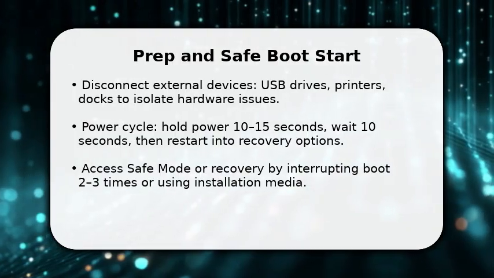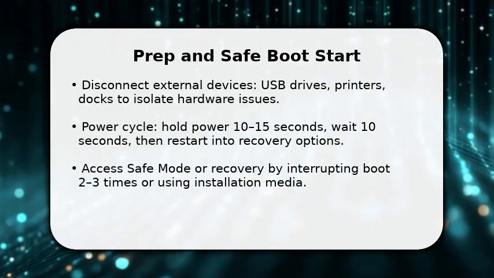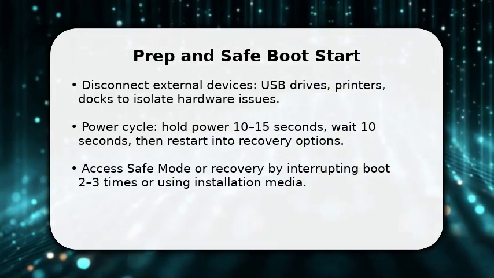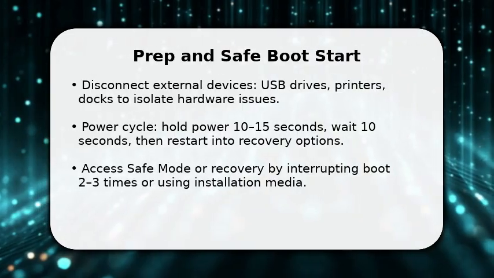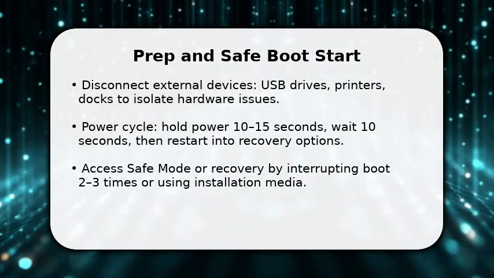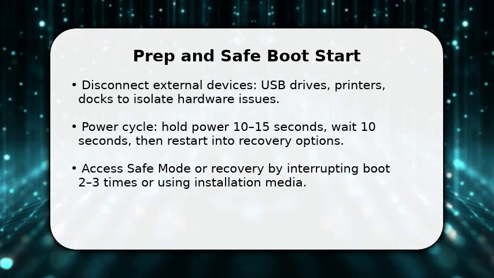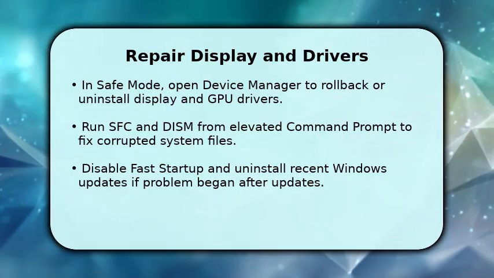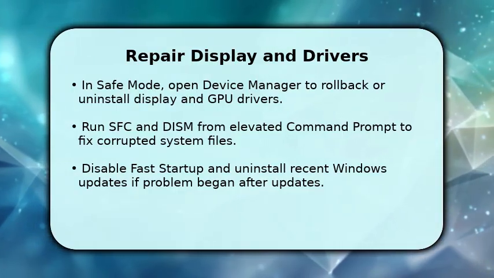If Windows stays at a black screen with cursor, trigger automatic repair by interrupting the boot twice or boot from recovery media. Once you reach recovery options, choose troubleshoot, then advanced options, and start safe mode so you can make changes safely. Once you're in safe mode, focus on display drivers and corrupted system files because these are common culprits.